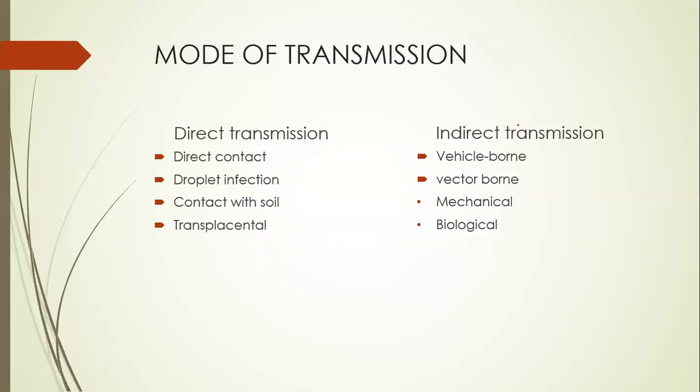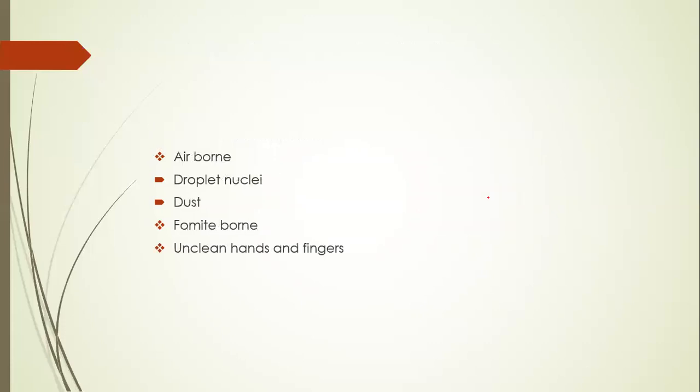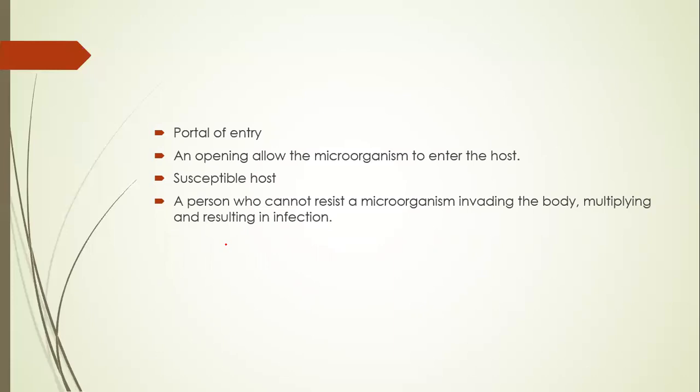But it can occur as vehicle-borne or vector-borne transmission, in which a carrier is needed to carry these microorganisms from an infected person to a susceptible host body. Then vehicle borne, vector borne. Vector borne is again divided into mechanical or biological. Then airborne infections can happen either through droplet nuclei or dust particles, or fomites, then unclean hands and fingers. These are some of the modes of transmission, how these infections can be transmitted from one person to another.